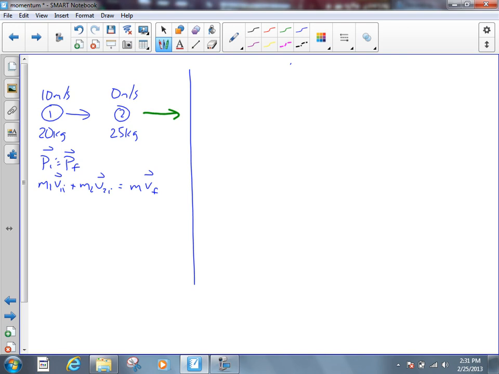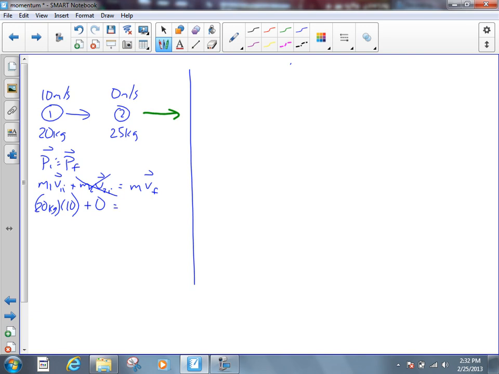Let's plug in some numbers here. m1 has a value of 20 kilograms. v1i has a value of 10 meters per second. m2 is 25 kilograms. What's v2i? 0. So I'm going to just X this out. I'm going to add that 0, but in the end I could leave that entire term off if I wanted to because it has no value. If I add 0 or if I leave it off, it has the exact same effect.